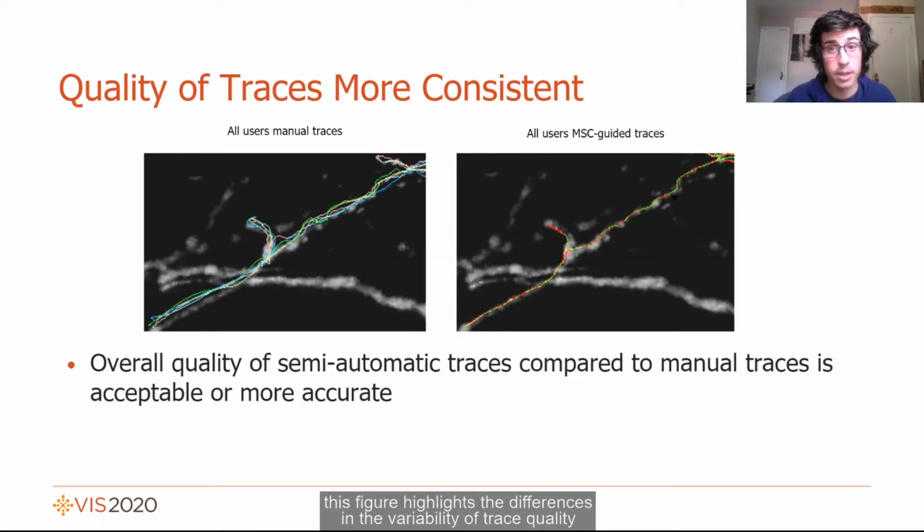This figure highlights the differences in the variability of trace quality produced by manually tracing versus the MSE-guided method. As you can see, when users trace with the manual method, they can easily drift off the center line of neurons, and the MSE-guided method eliminates this problem. In addition, through expert review and scoring metrics, we found that the overall quality of these traces were acceptable or even more accurate than those created manually.